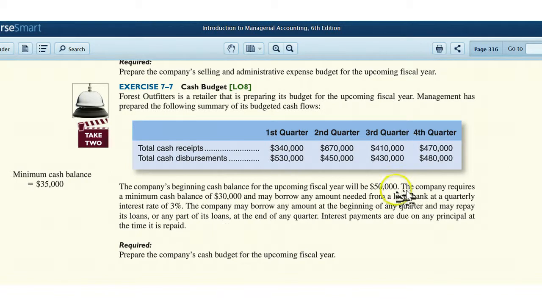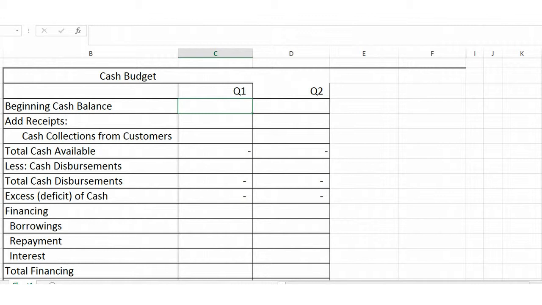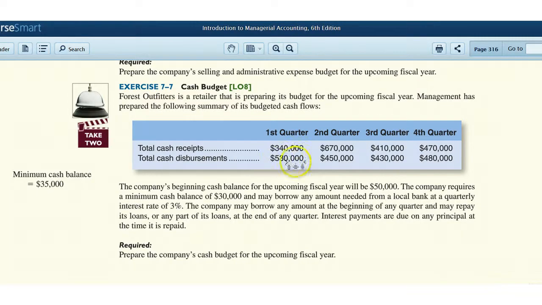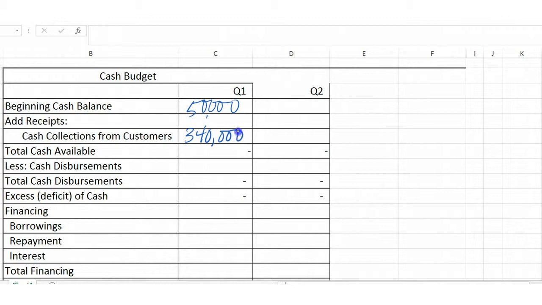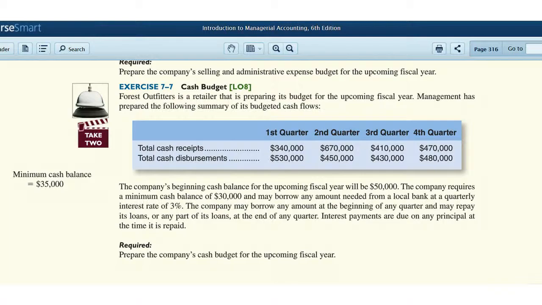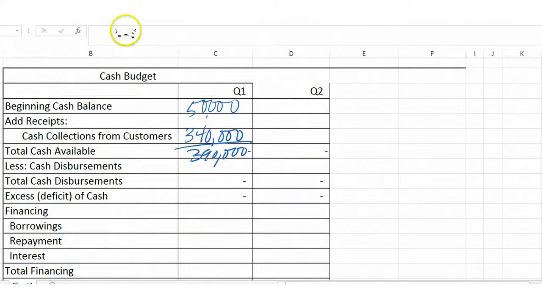So it tells us that we begin the year with $50,000. And I'm going to flip over and do this in Excel. So my beginning cash balance is $50,000. Then I'm going to add in my receipts, which are $340,000. That gives me total cash available of $390,000. Then I'm going to subtract my cash disbursements, which is 530,000. It gives me a deficit of $140,000.